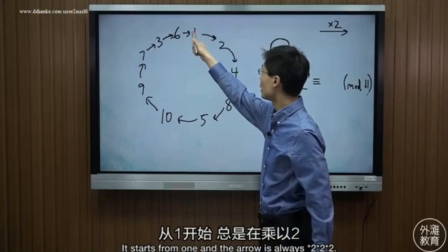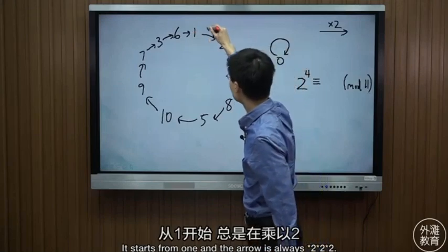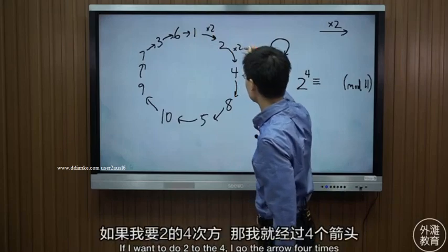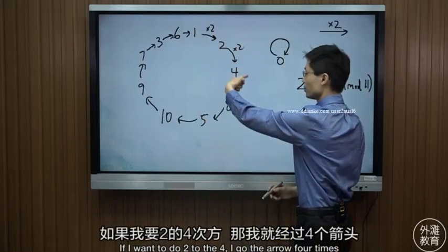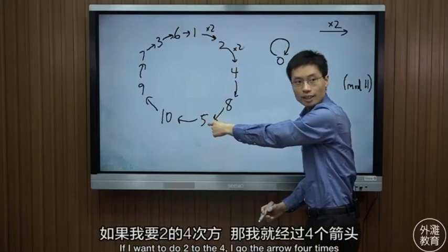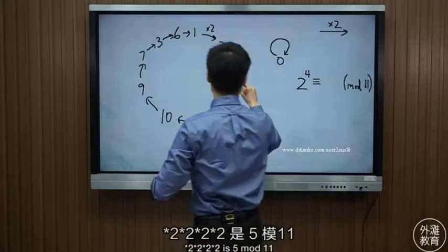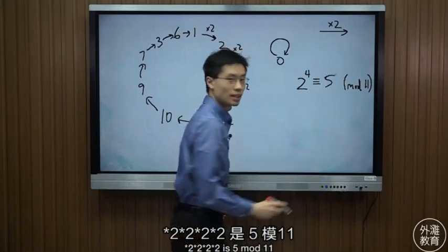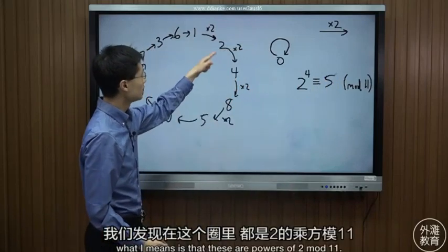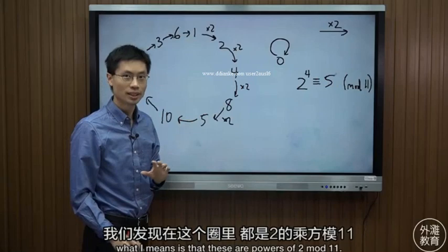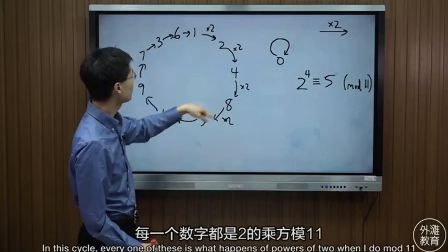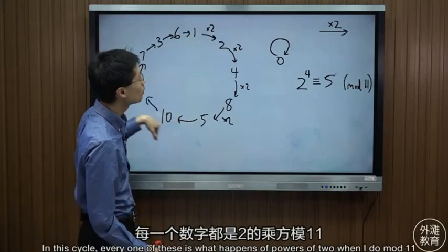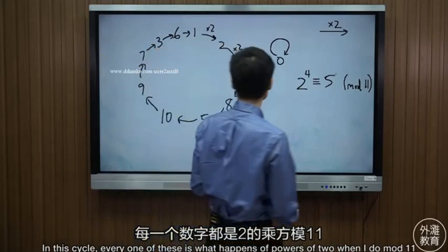It starts from 1, and then the arrow is always times 2, times 2. So if I want to do 2 to the 4, I go around 4 times. Times 2, times 2, times 2, times 2, that's 5. Mod 11. What I mean is that these are powers of 2, mod 11. In this cycle, every one of these is what happens with powers of 2 when I go mod 11.